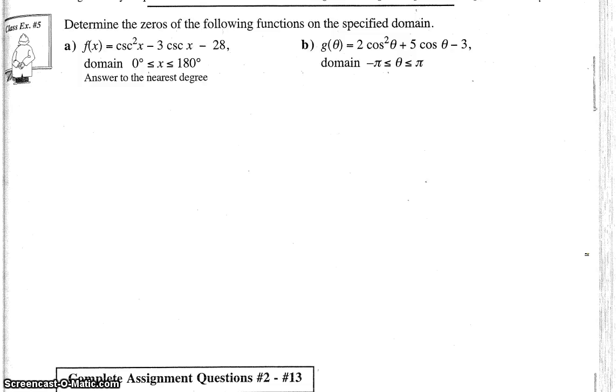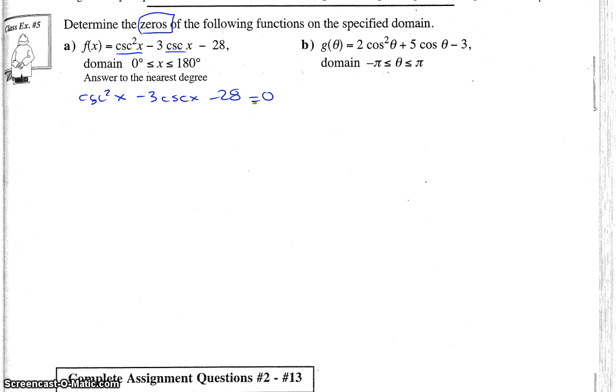All right, example number 5, our last example, but I only have a minute left in this video, so I'm thinking we might finish this up in the second video. If you wanted to get started on this while you're waiting, just keep in mind for this one, it's cosecant squared x minus 3 cosecant x minus 28. And we're trying to find the zeros, so we're making that equal to 0.